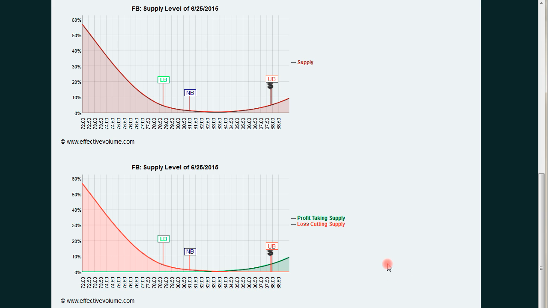And I have studied that when the supply level increases above about 10%, then because of the steepness of this curve, the price tends to fall much faster. So it's good to short stocks which have a supply level higher than 10.